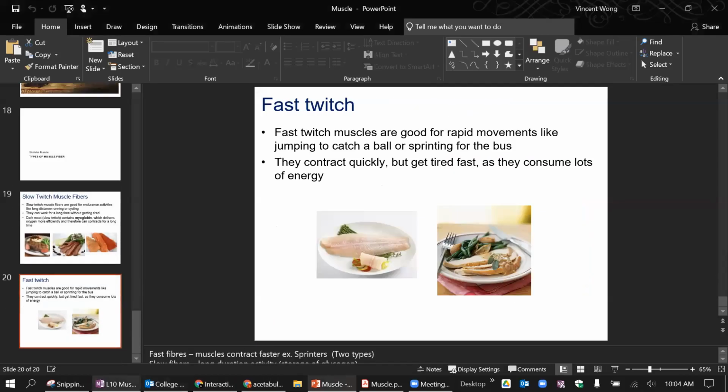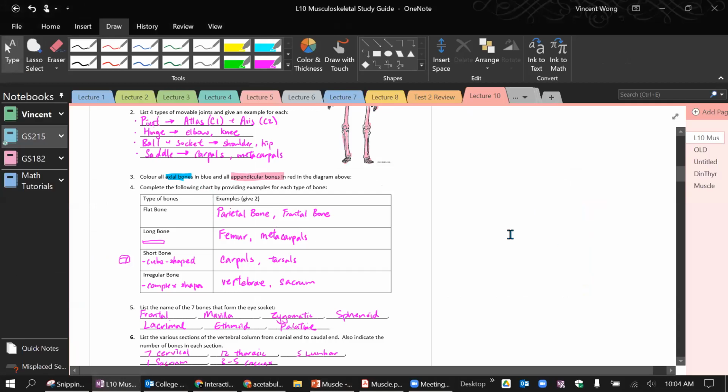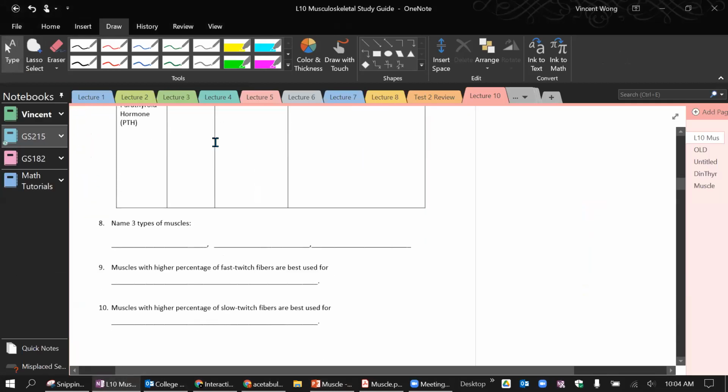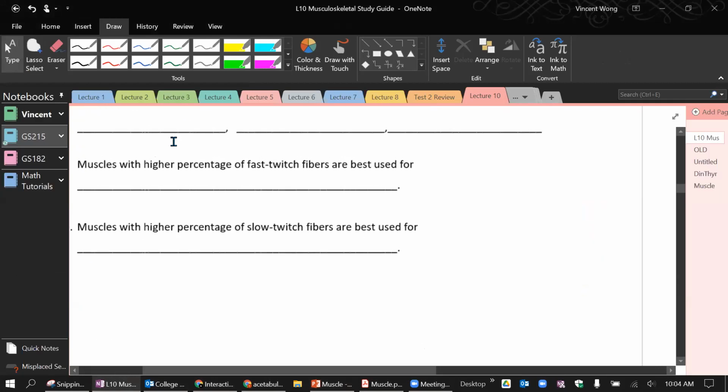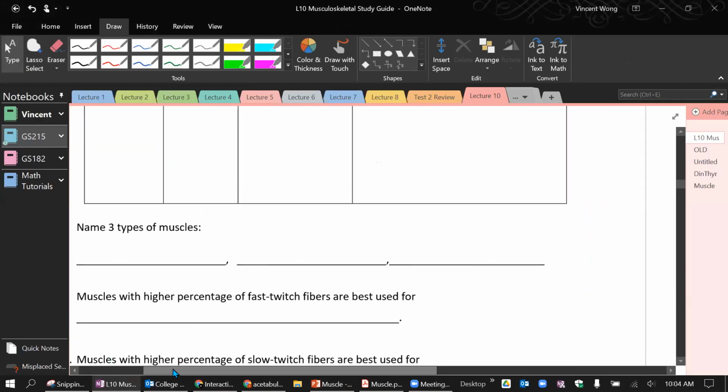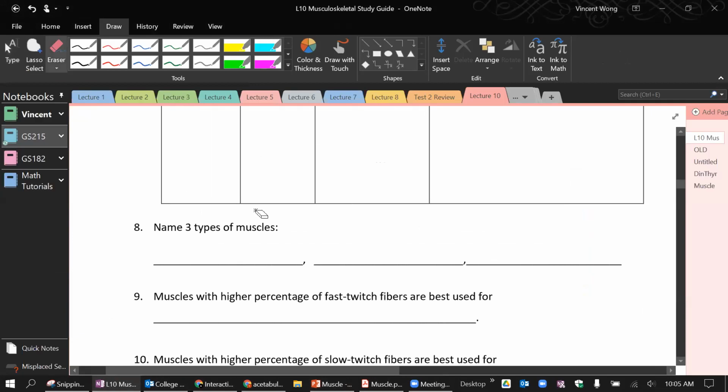All right, let's go back and fill in the rest of the thing here. All right, 3 types of muscles. We did that already. Let's just write down again. We have skeletal, smooth, and cardiac. Yeah, those are the 3 types.